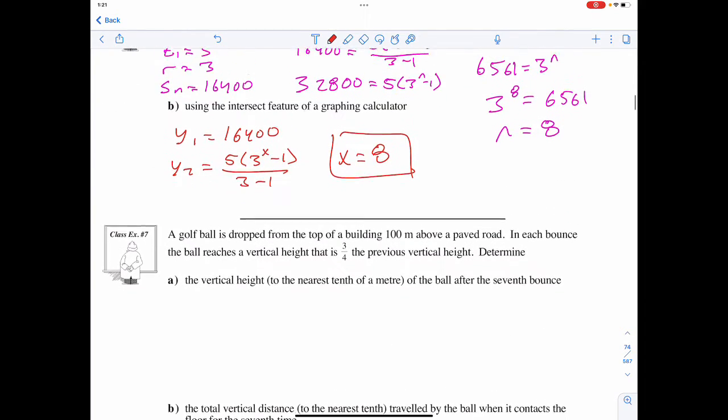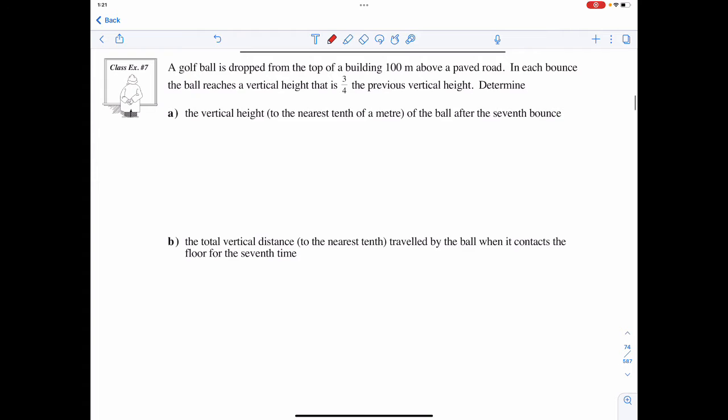For example 7, a golf ball is dropped from the top of a 100-meter building. In each bounce, the ball reaches a vertical height that is 3/4 the previous height. Determine the vertical height of the ball after the 7th bounce.